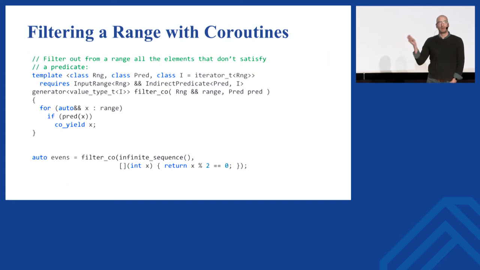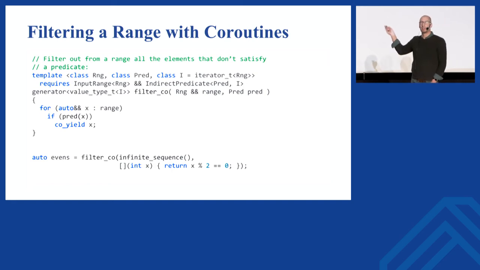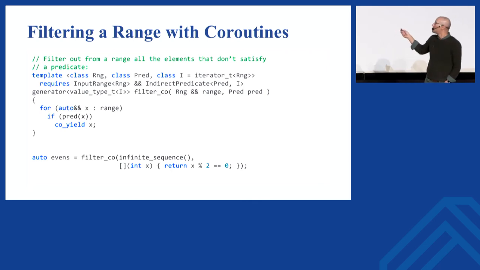So my point here, showing this code, there's actually nothing asynchronous about this code whatsoever. This is just a plain old generator. Entirely synchronous code, just like any range is. But gosh, it makes it so clean and so easy to do range transformations. So coroutines are really nice in that way.